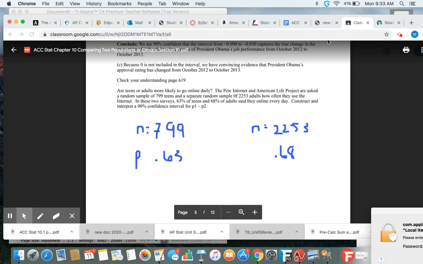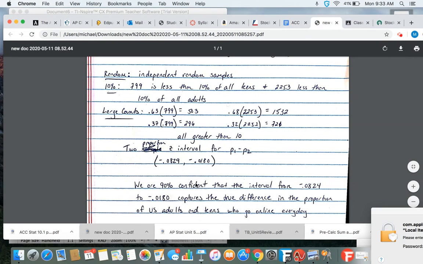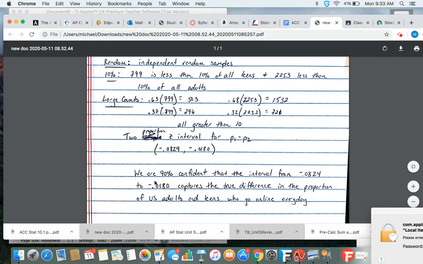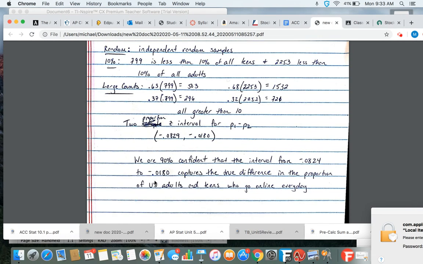Let me go back to my answer here. You can see that I wrote down the interval, and then I gave a concluding sentence. All right, so we are 90% confident the interval from captures the true difference in the proportion of U.S. adults and teens who go online every day. So the difference between teenagers and adults is somewhere between these 2 percentages.